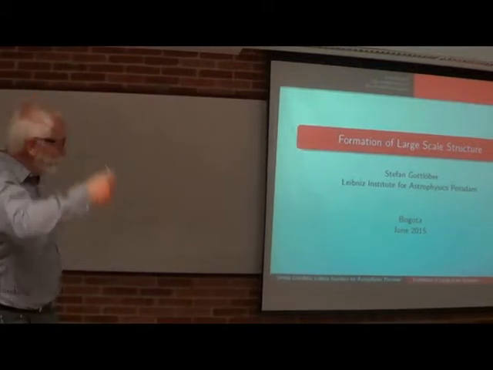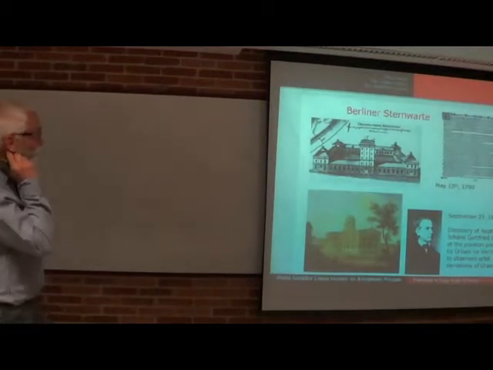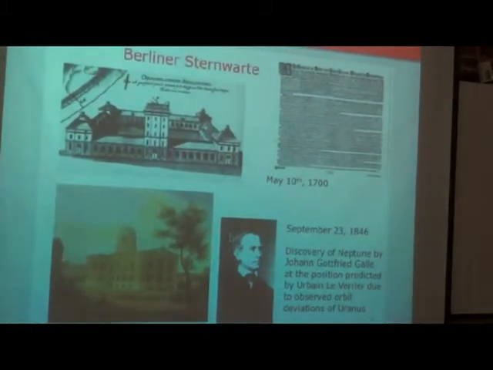Okay, formation of large scale structure. And again, like the day before yesterday, I want to show you first a few photos. On Tuesday, I told you something about my history, and today I'm going to tell you about our history, the Institute's history. Our institute is in Potsdam, but it was founded already in 1700. This is a letter of the King of Prussia giving the order to found an institute which makes calendars. The calendar was a real problem in Europe, because each country had a different one.